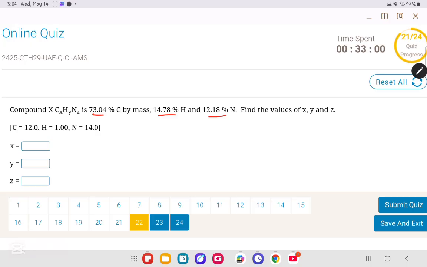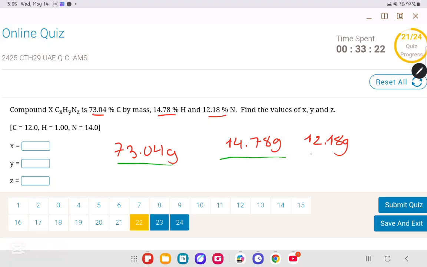So look what we're going to do. As you can see, all the masses add up together to be 100%. So you can take the total mass to be 100%, and the percentages are just mass. So it will be 73.04 grams, then 14.78 grams, and then 12.18 grams. What we're going to do over here is divide by their molar mass. So this is going to be divided by 12, this is going to be divided by 1, and this is going to be divided by 14, corresponding to which element they are.